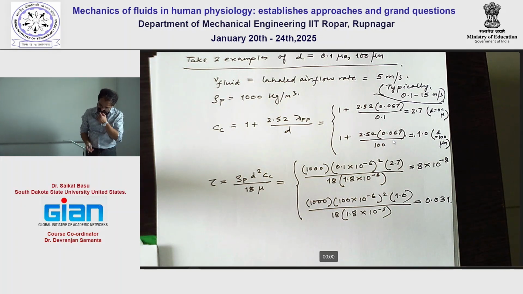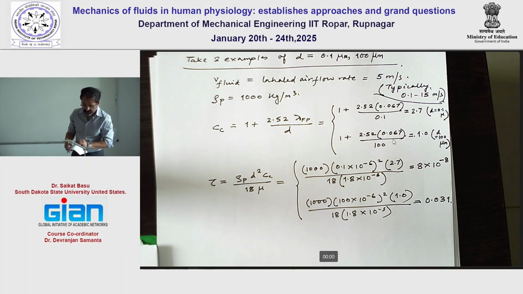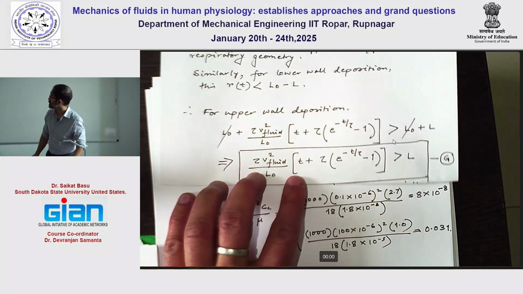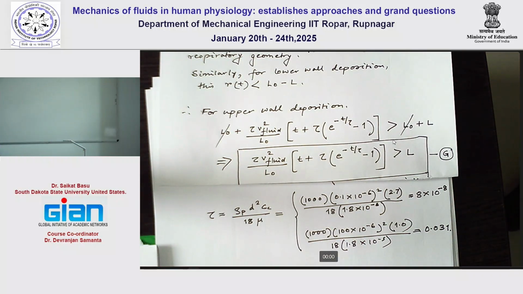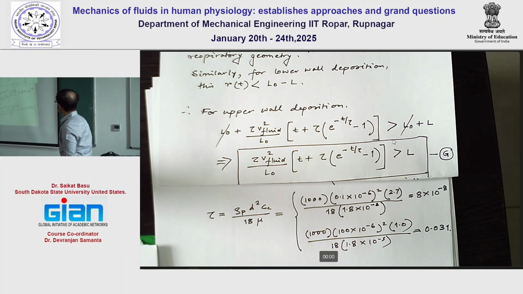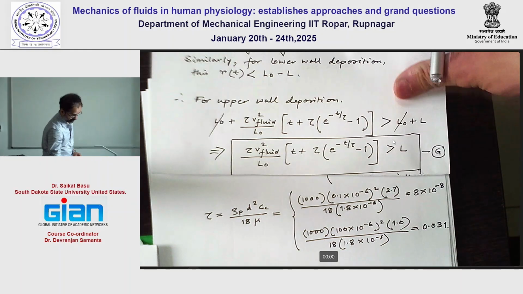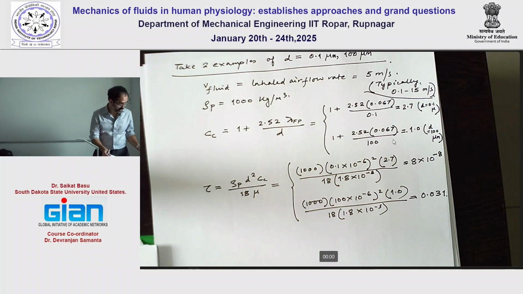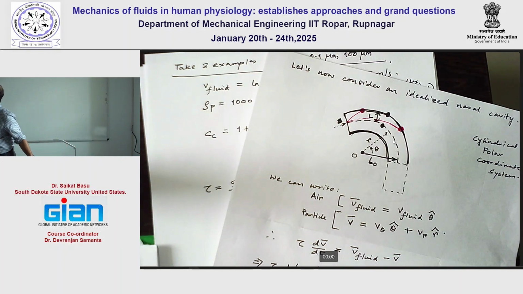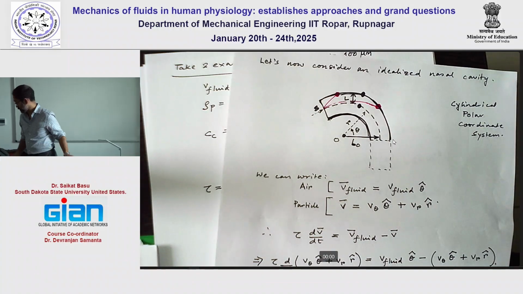Okay, so what else do we need? So again, we are trying to use this criterion G. We have evaluated the tau and V fluid. We don't know what is L0. We don't know what is L. So let's think on those. So what is L0? If you think about the geometry over here, L0 is basically the radius of curvature of the tract, right?